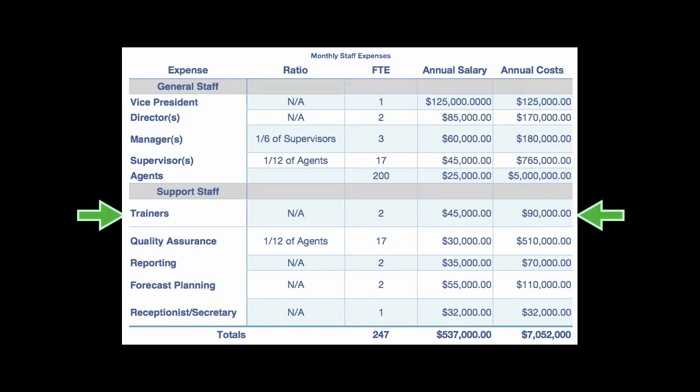Then of course you've always got support staff in a contact center. You have trainers, you have the quality assurance people, you have reporting, people who produce your production reports. You have a forecast planning, workforce management type role, so you need to include those. And we've got receptionist and secretary. If your contact center is away from your main corporate office, a different part of the city or even a different state, province, country, then you probably have a receptionist or someone who greets visitors coming into the facility and helps out with other rudimentary tasks within the center. So you need to include that person in your budget as well. So that's monthly staff expenses.